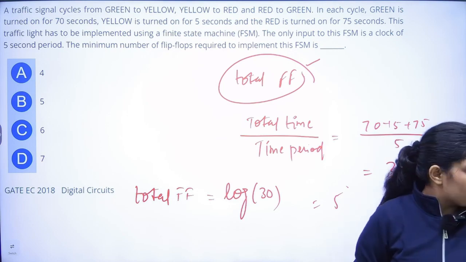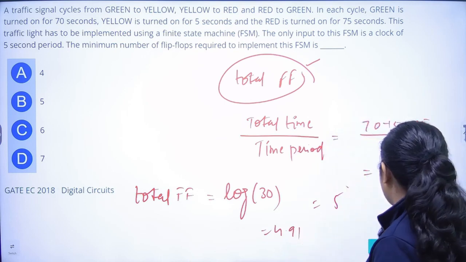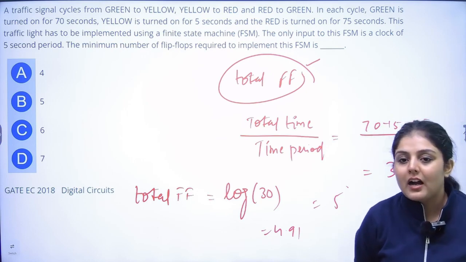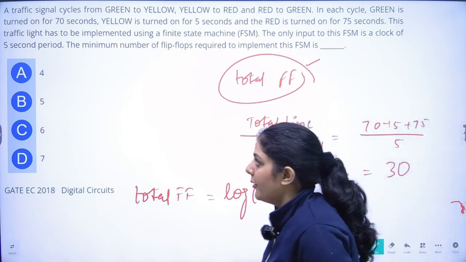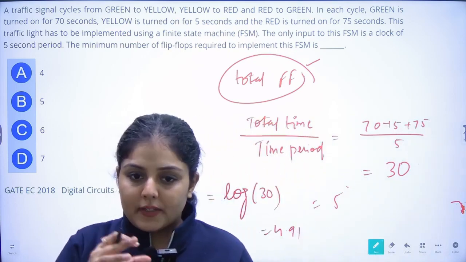Log 30 will come out to be 4.91. So the nearest integer to this will be 5. So 5 flip-flops will be required. Right. So how did we calculate the number of flip-flops? There is a traffic signal, so the total amount of time is there.